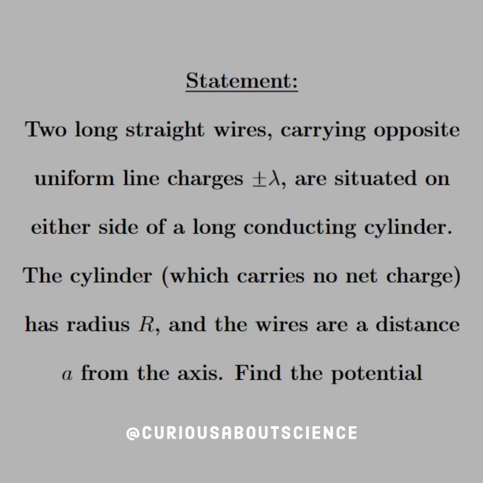Alright, so the statement reads: two long, straight wires carrying opposite uniform line charges, plus or minus lambda, are situated on either side of a long conducting cylinder. The cylinder, which carries no net charge, has radius r, and the wires are a distance a from the axis. Find the potential.